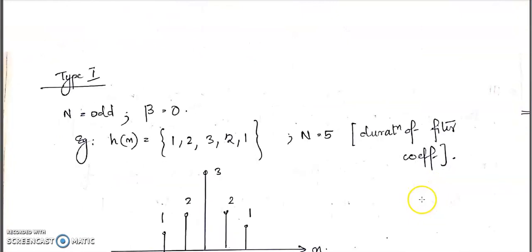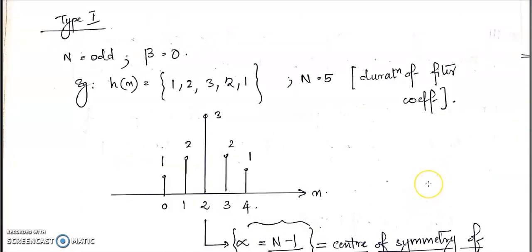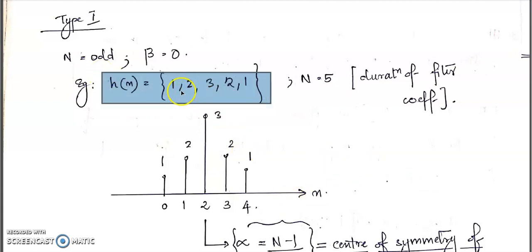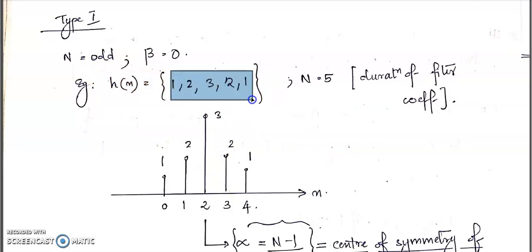First we explain type 1 filter. I already said that in the case of type 1 filter, N is odd and it is a symmetric filter. That means the number of filter coefficients is odd. We check with an example. Here we consider h of n as 1, 2, 3, 2, 1, and the number of filter coefficients is 5. It is odd, and it is a symmetric filter, that means beta is equal to 0.